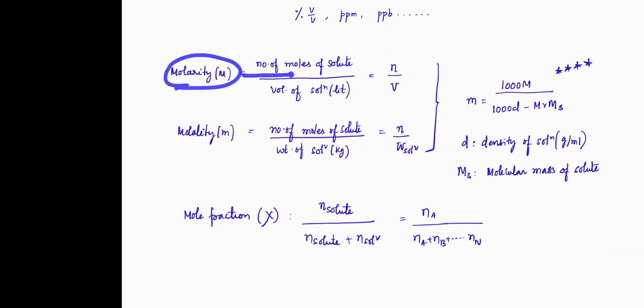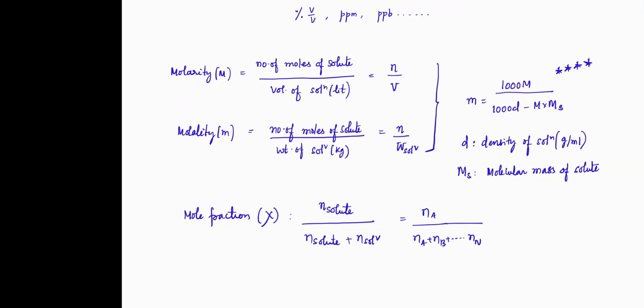Molarity is equal to the number of moles of solute we have divided by volume of the solution. So number of moles of solute is n divided by volume of the solution is V. While when it comes to molality, it is about how many moles of solute we have divided by the weight of the solvent, not the solution, but the solvent itself. So number of moles by weight of the solvent. Okay. And molarity and molality, we learned they are related by this formula.